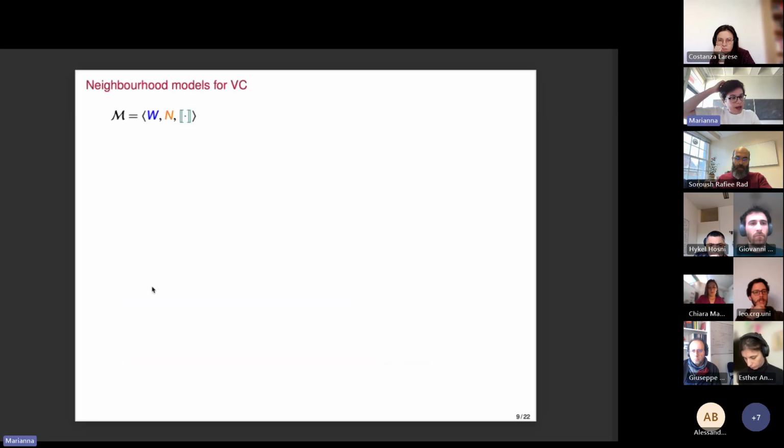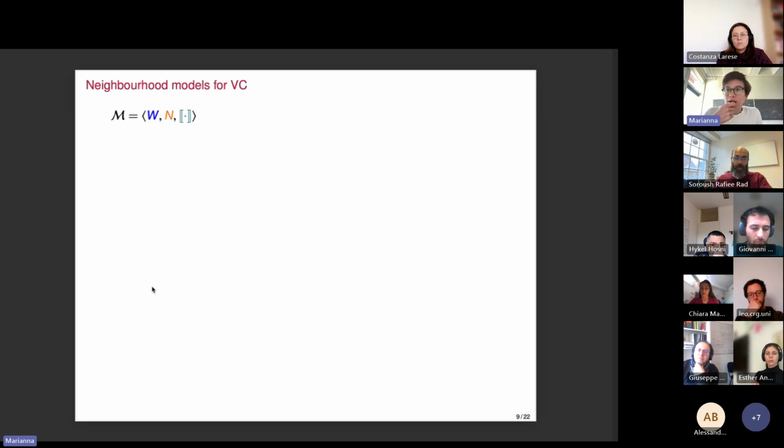So, neighborhood semantics. Instead of giving you a definition that would be quite long, I'm just going to show you an example, and then I'll try to wave my hand and explain how this semantics can be adapted to all of the logics in the lattice. So I'm going to define neighborhood models for VC.